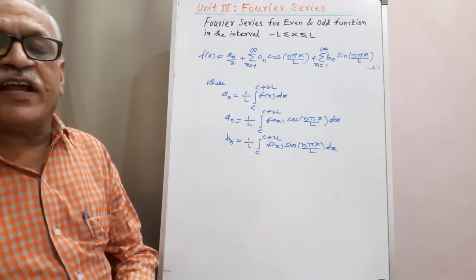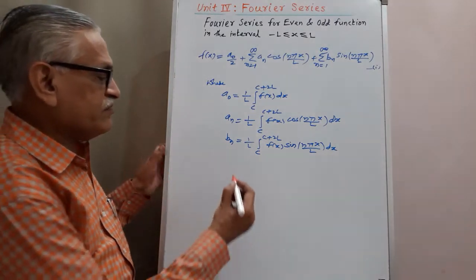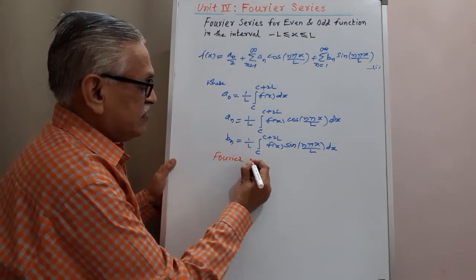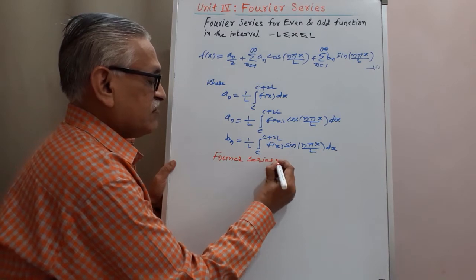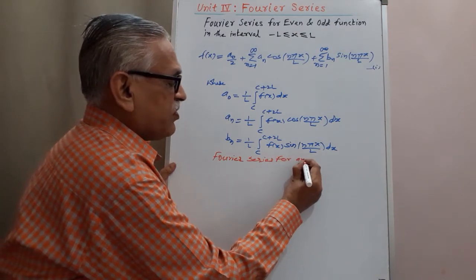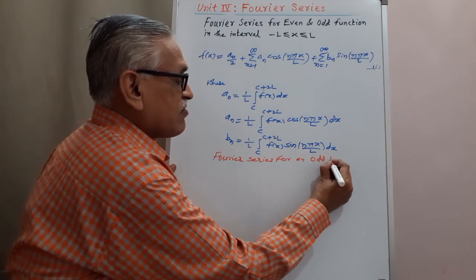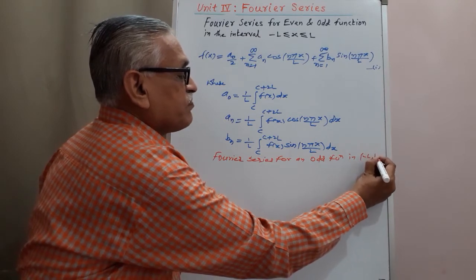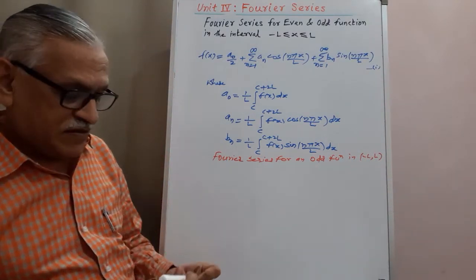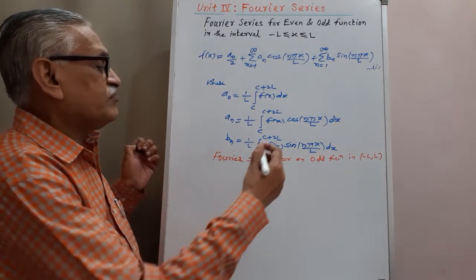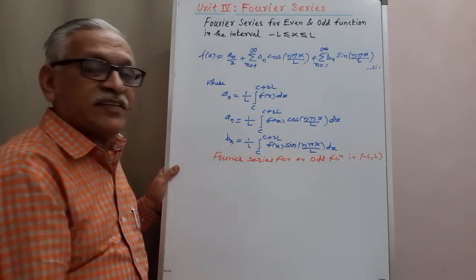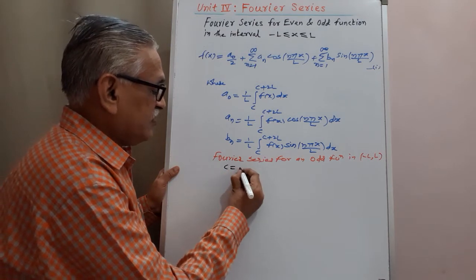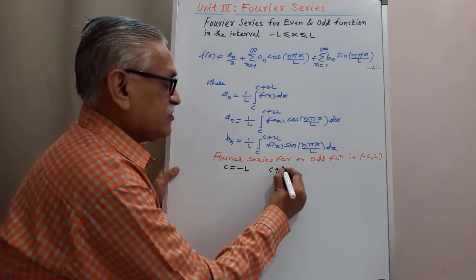Then we try to obtain the result for even and odd function. Therefore, Fourier series for an odd function in the interval minus L to plus L. And therefore, here the value of C is minus L and C plus 2L is L. C is minus L, C plus 2L is L.